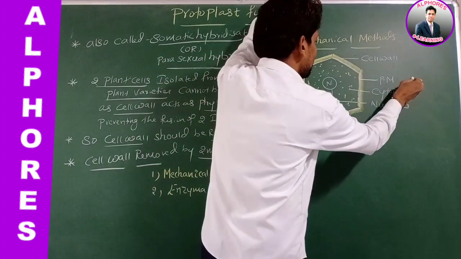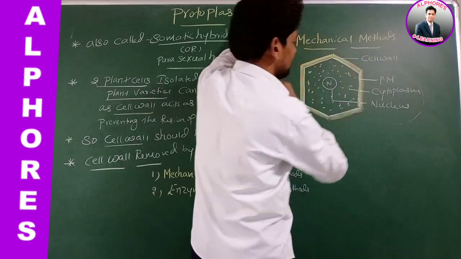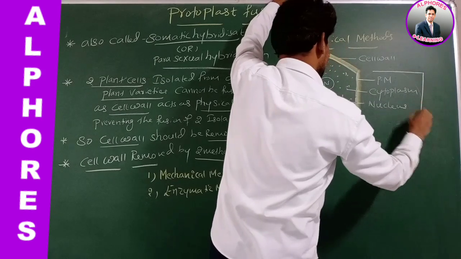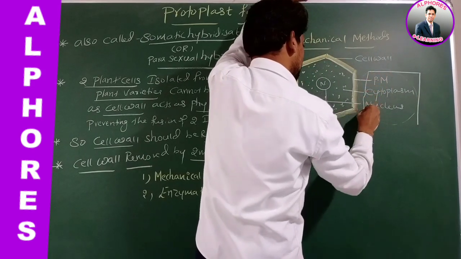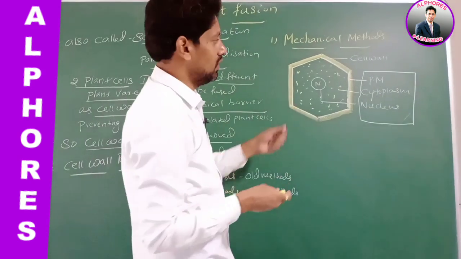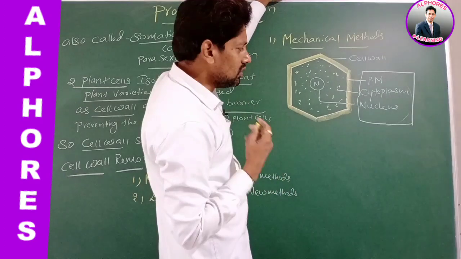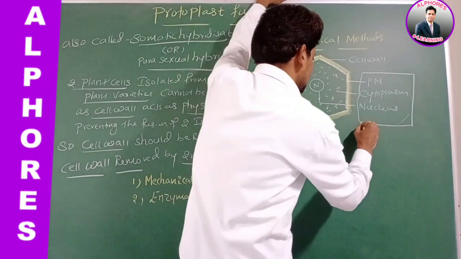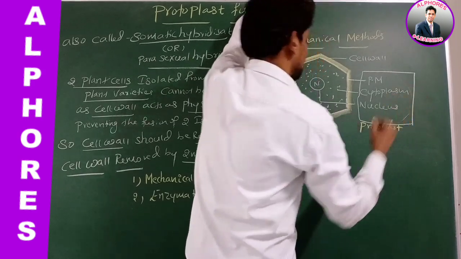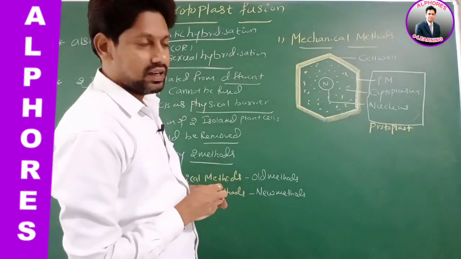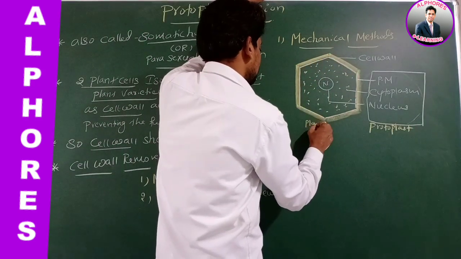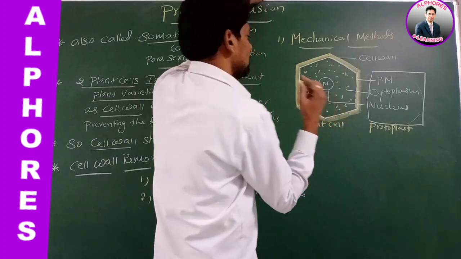Sir, this plasma membrane, cytoplasm and nucleus, can we call these three together as protoplast? Yes. I am speaking about protoplast, not protoplasm. Plasma membrane, cytoplasm and nucleus come under protoplast. Now, is this statement okay? This is a plant cell.